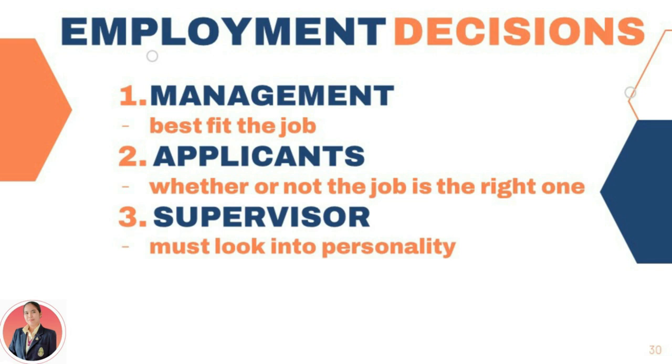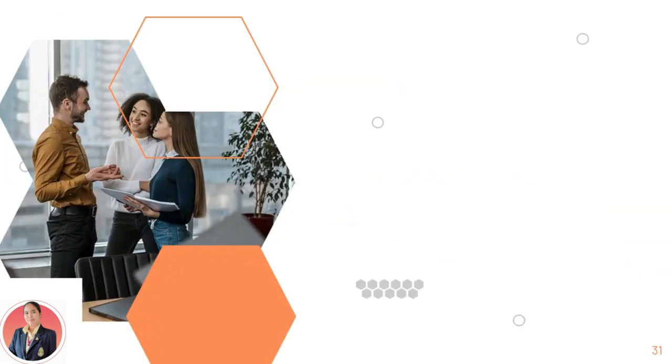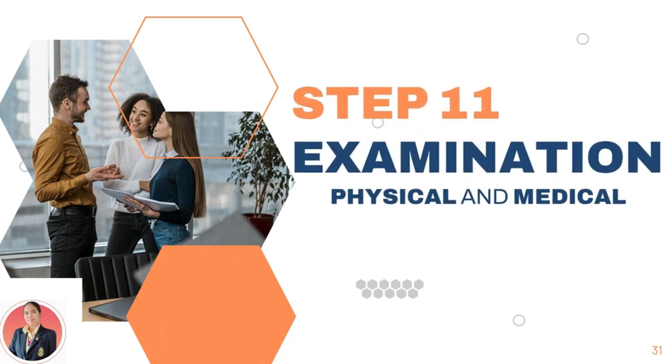Lastly, the supervisor must look into his personality and see if he is able to work well with the members of his team. The supervisor or head of the unit making the request for a new employee makes the final choice from among the applicants who have passed screening by the employment office. Step 11. Physical and medical examination.